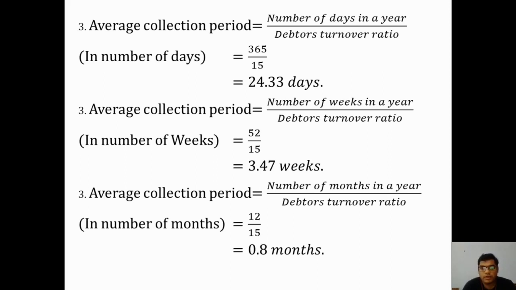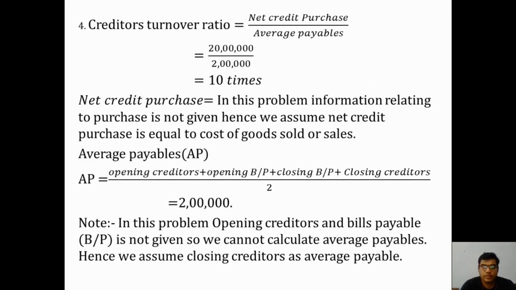If you want to calculate the same thing in weeks, the average collection period in weeks is the number of weeks in a year divided by the debtors turnover ratio. There are 52 weeks in 1 year, so 52 divided by 15, which is equal to 3.47 weeks. Average collection period in months is the number of months in a year divided by the debtors turnover ratio. There are 12 months in a year, so 12 divided by 15 times, which will be 0.8 months.